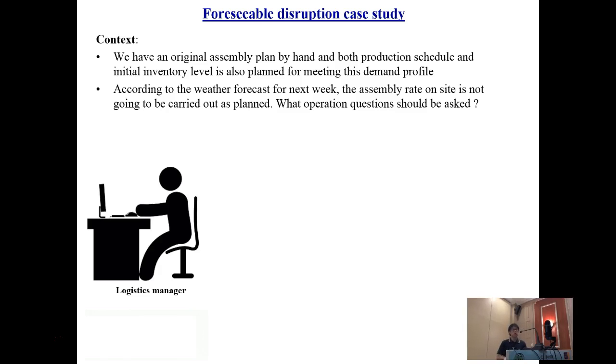For the foreseeable disruption, according to previous studies, bad weather conditions are a prevalently recognized deviation factor for construction schedule. So let's say, according to the weather forecast next week, the assembly is not going to be carried out as planned, and what operational questions could be asked by a logistics manager?